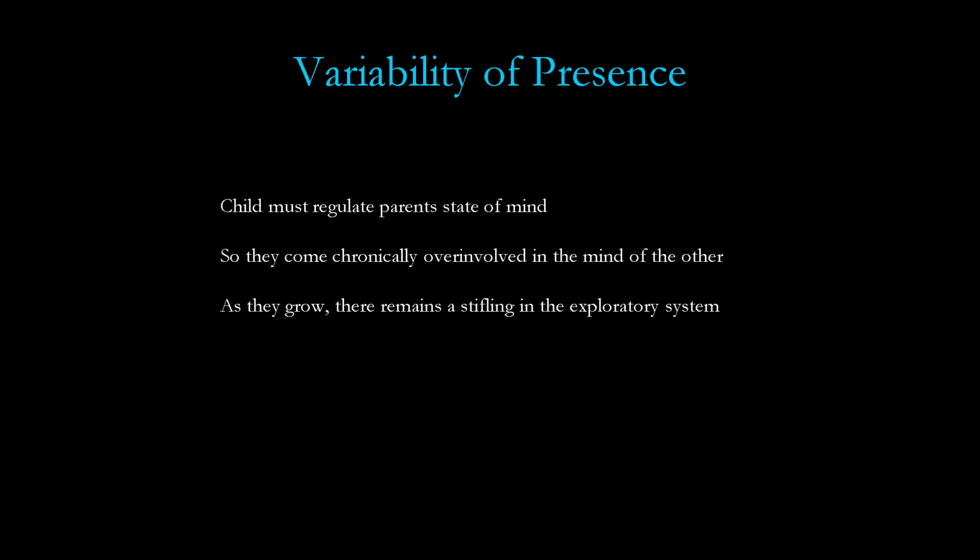As the anxious, resistant child grows into adulthood, now a preoccupied adult, there remains an inhibition in their exploratory behavior, which interferes with healthy self-development. So you can see how the preoccupied attachment gets passed through the generations.